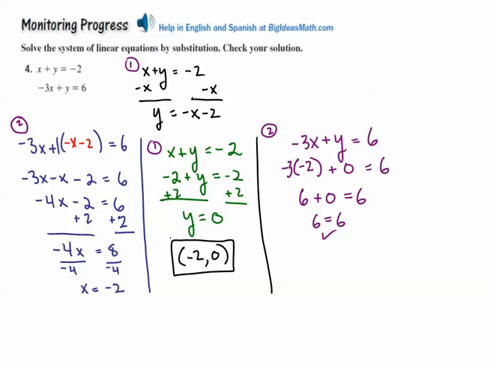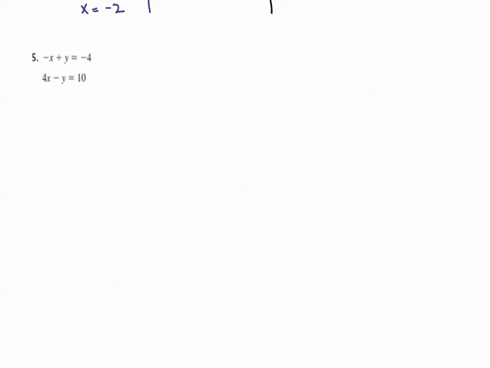We'll go on to problem number 5. In problem number 5, again, I have two equations. I need to solve one of those equations for either x or for y, and I will work with the first one, starting out negative x plus y equals negative 4. Adding x, this time gives me y equals x minus 4.